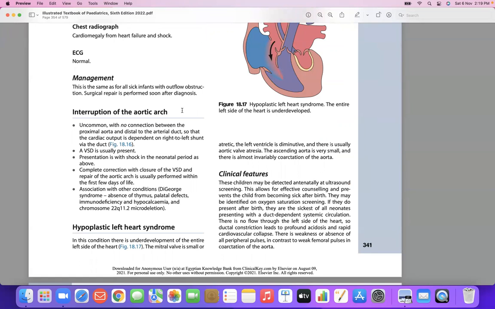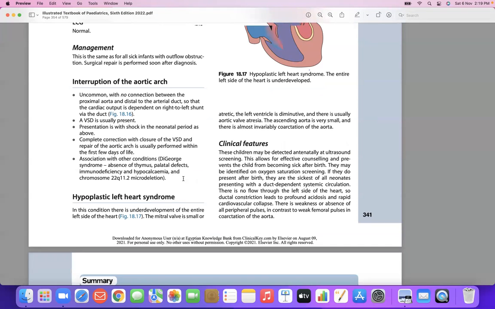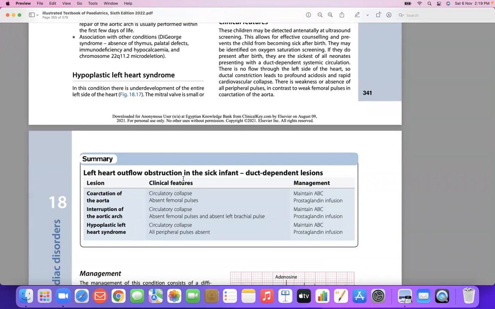So interruption of aortic arch, you should know something about DiGeorge syndrome: absent thymus, palatal defects, immunodeficiency, hypocalcemia. This is more common with it, and it will also present with shock in the neonatal period. Needs to consider prostaglandin and then definitive surgery after resuscitation. See, for all these 3 conditions, coarctation of aorta, interruption, hypoplastic left heart syndrome, management will be to maintain ABC and prostaglandin infusion.